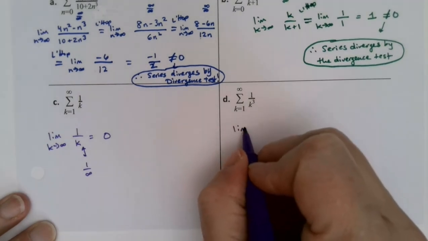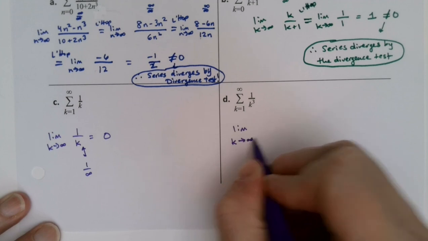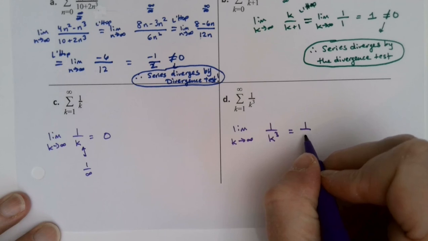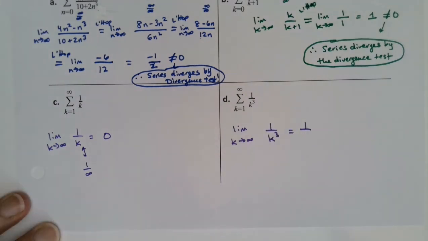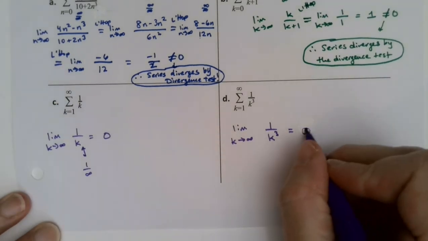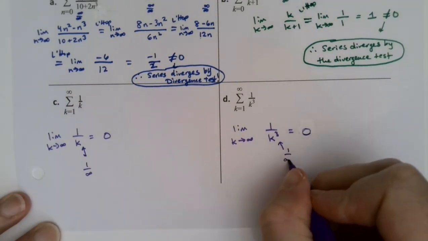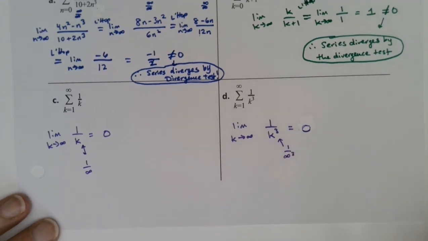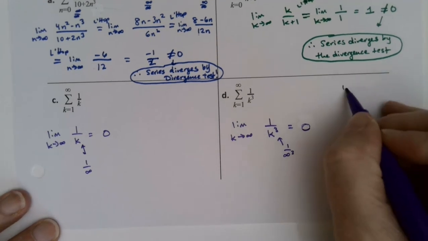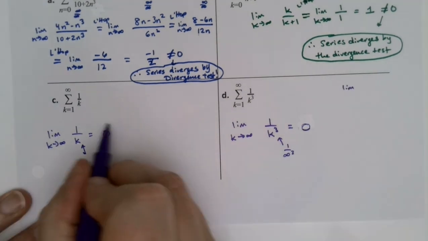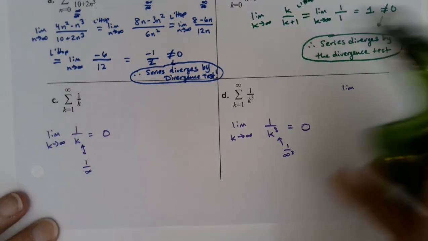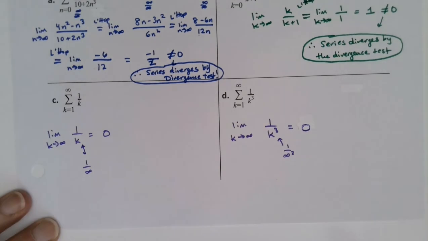Same thing over here. The limit as k goes to infinity of 1 over k cubed is 1 over infinity cubed, which is 0. Sorry, I wrote that wrong. So if you want to make a little note, it's 1 over infinity cubed, which is 1 over infinity, therefore it's 0. Again, we learned a long time ago that the limit as k goes to infinity of 1 over k is 0. We learned that back in chapter 2. So that's an old one.